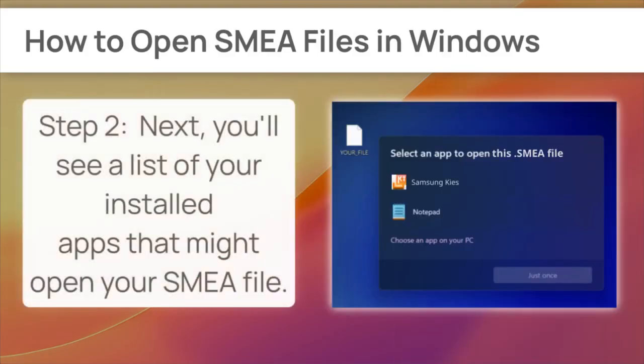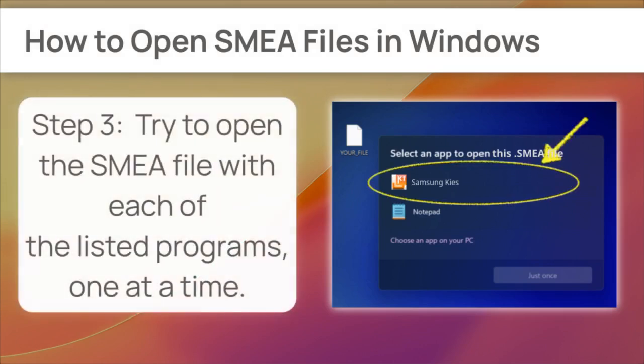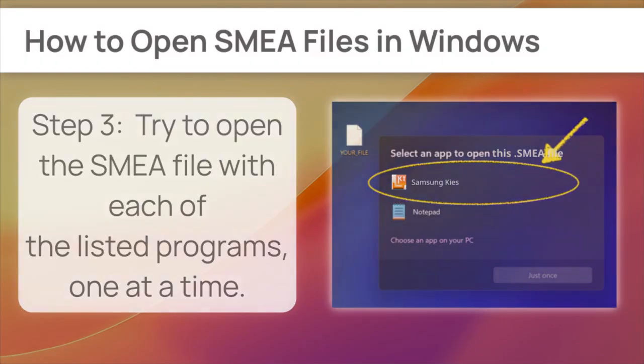Right-click your SMEA file and choose Open With. Use Samsung Kies if it is installed. If it's missing, select another program. Testing is the quickest diagnostic method.